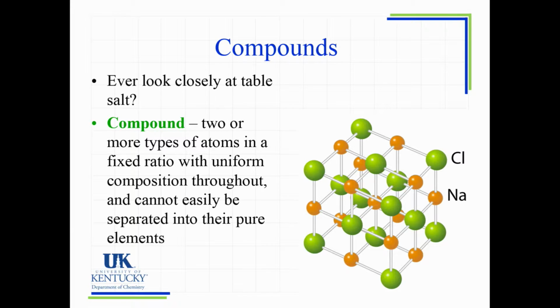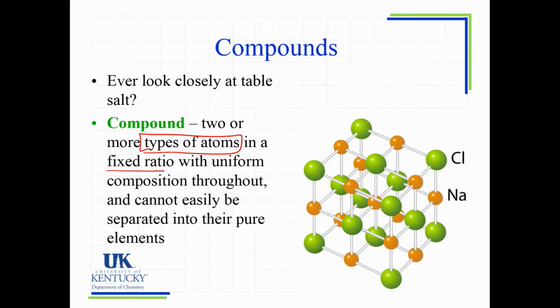You have to have two or more types of atoms, and those atoms have got to be in a very fixed ratio and have to be of uniform composition throughout. And it cannot be easily separated into pure substances. So let me point out some very key bits of information. Two or more types of atoms: what we mean here is we've got more than one type of element in a fixed ratio.